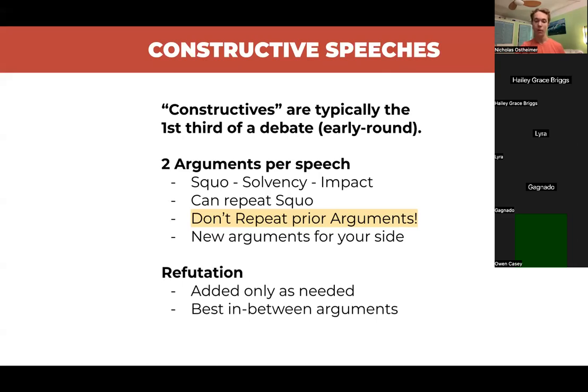Aside from that, most constructive speeches include 2 different contentions following generally the same format. It is recommended that you don't repeat prior arguments without adding on something new to them, and that you articulate the common and the most impactful arguments for your side. Now, it is normal and encouraged to add refutation here as well, but it shouldn't be the crux of your speech. It's not expected to be the focus of your speech.